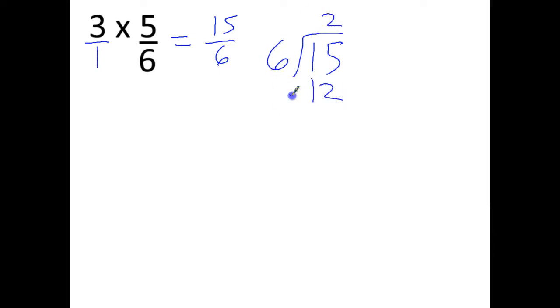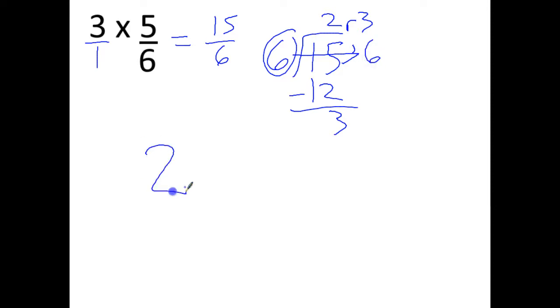Step 1, get my 1 under there. 3 times 5 equals 15. 1 times 6 is 6. Going to divide. How many 6s in 15? There would be 2 of them. 2 times 6 is 12. When I subtract, I get a 3. Bring it up for my remainder. Don't forget I'm bringing this 6 over here. So I got a big 2 and 3/6.